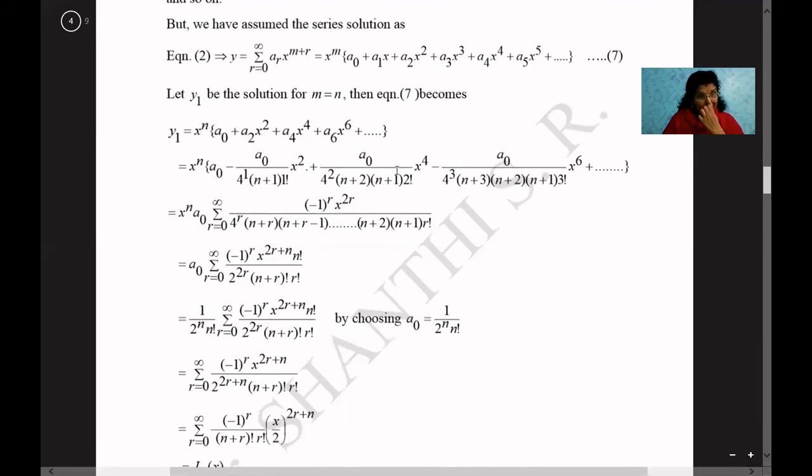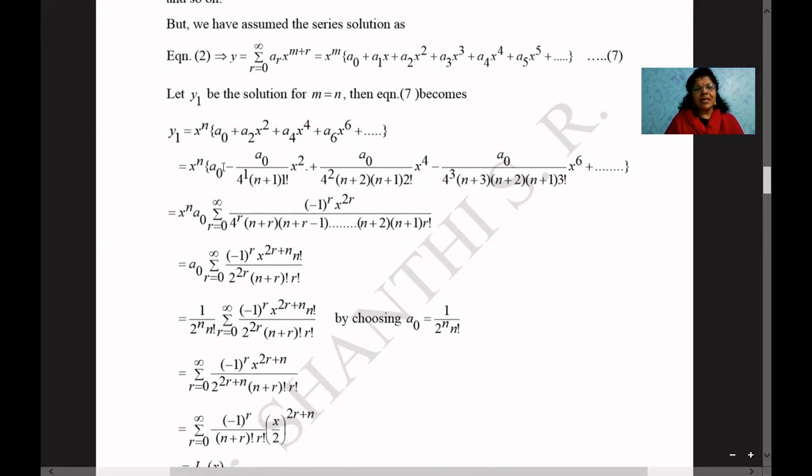Okay? See this line. All the terms we have got a0, which we can take outside. So a0 I am taking. Here x power n already is there. x power n into a0. The remaining terms I am writing in terms of summation. That is sigma r is equal to 0 to infinity minus 1 power r. This is an alternating series. Positive, negative, positive, negative, positive, negative, etc. So we can write this one as minus 1 power r.